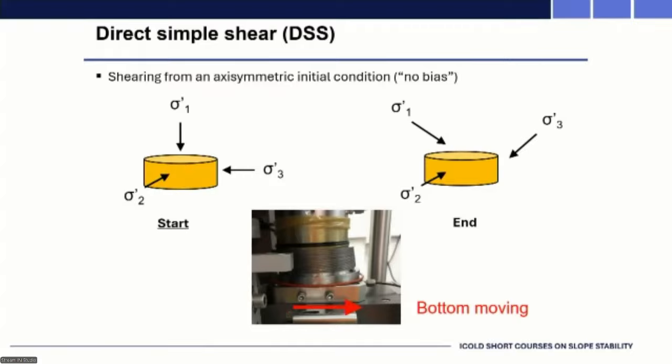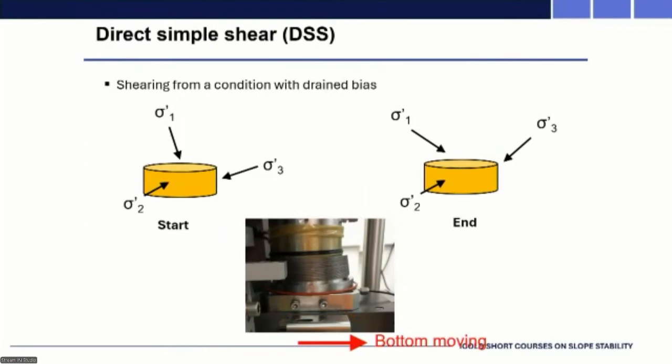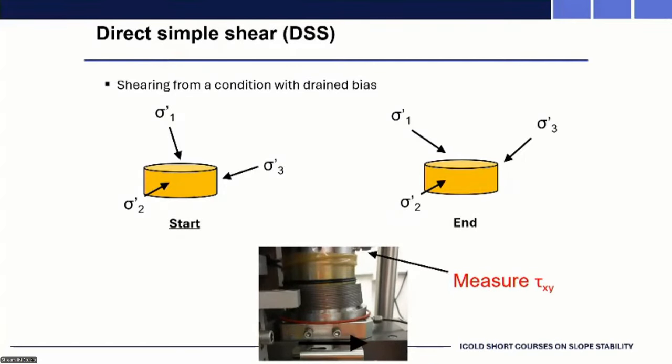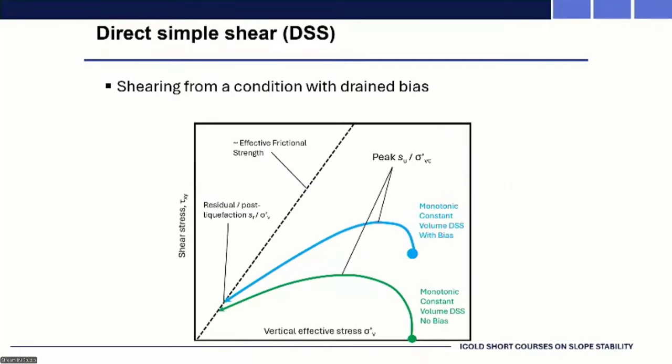But we then shear it from this axisymmetric condition, vertical stress in the direction of the major principal stress. And then we start moving that bottom platen. You can see how that sample is distorting and shearing. That's the no bias condition. We can also, as I said, consolidate it under an imposed shear stress before then shearing undrained. So those are two kinds of conditions for the direct simple shear. Illustration of the difference you get.